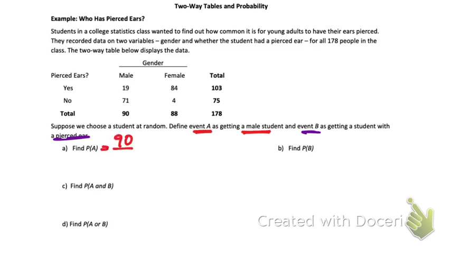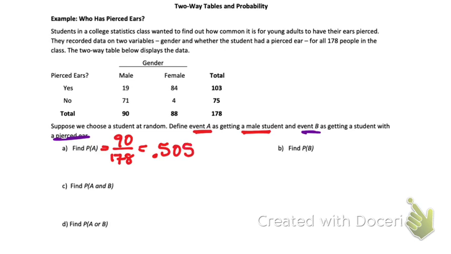So, what is the probability of a randomly chosen student being male? 90 out of 178. Okay, cool. Can anybody tell me what 90 out of 178 is as a decimal? It's a little under 0.505. Perfect.